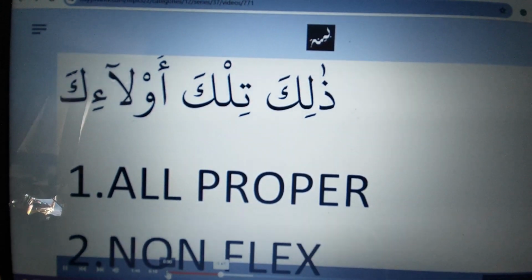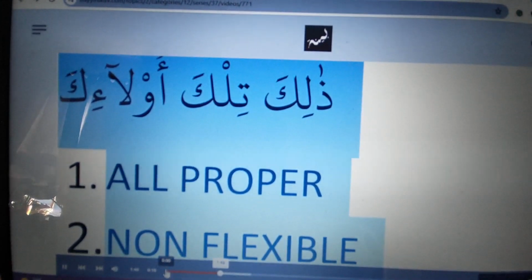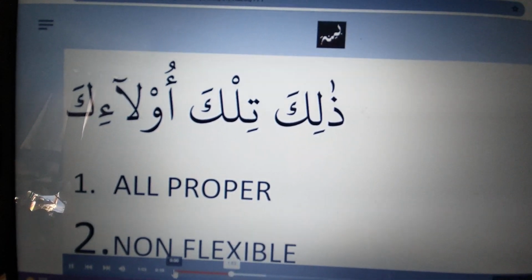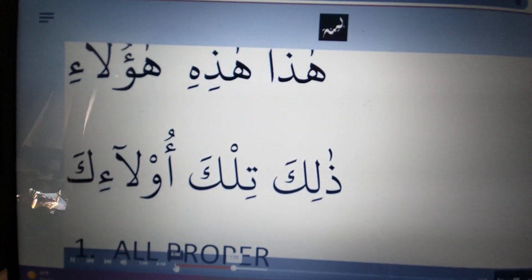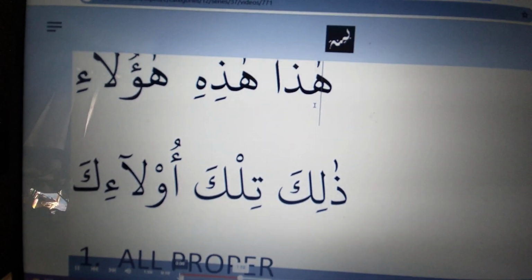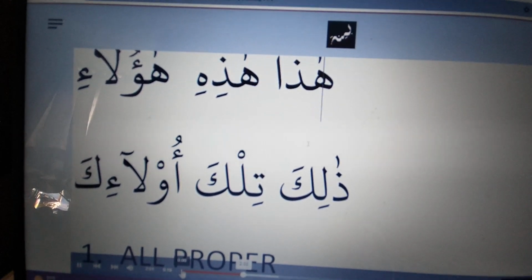Two, they are non-flexible. Now what does that mean? What that means, friends, is that you cannot tell whether they're rafa or nasab or jar. Let me explain. Hada is rafa, but if it was nasab, it would also look like hada, and if it was jar, it would also look like hada.